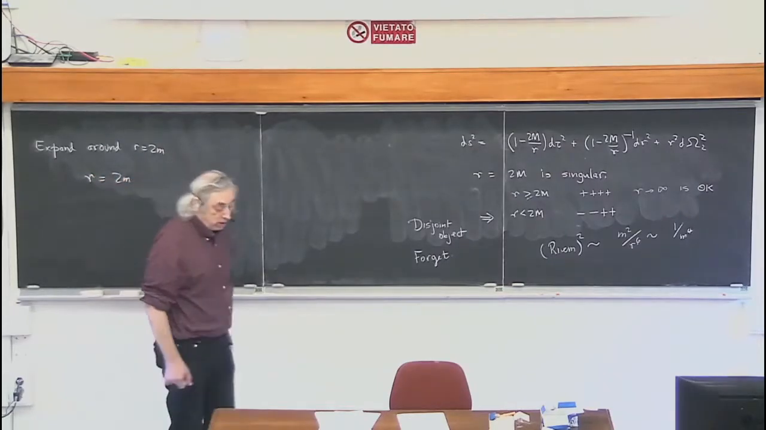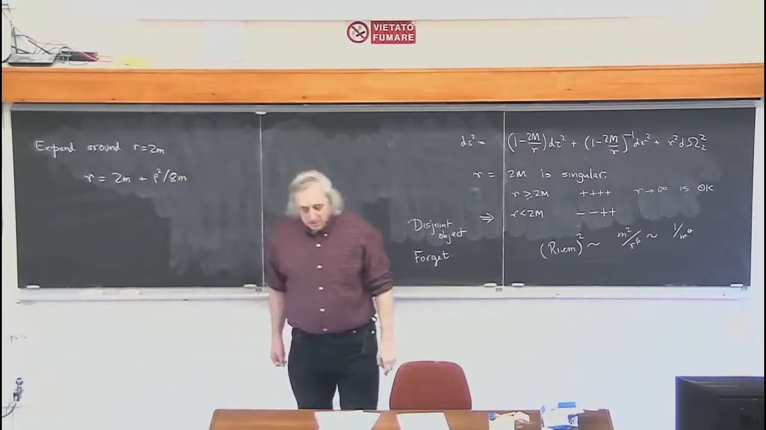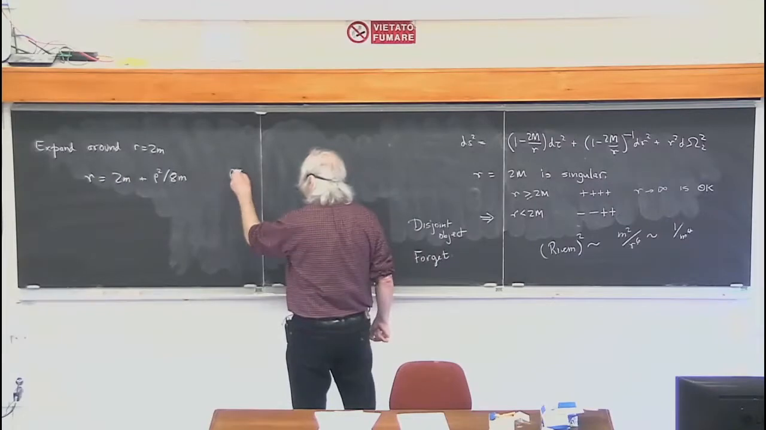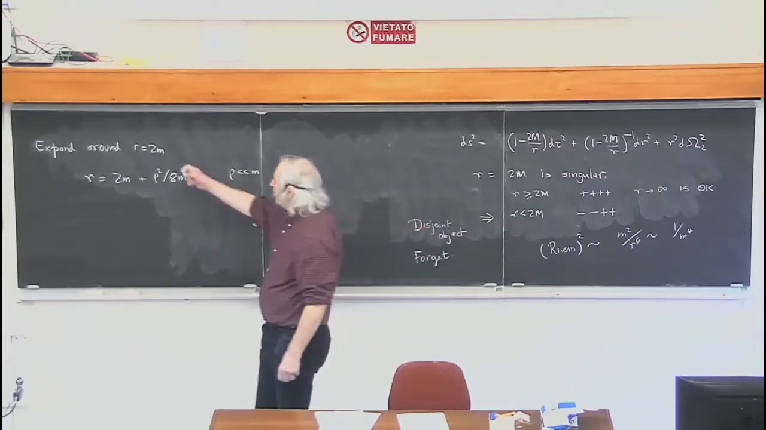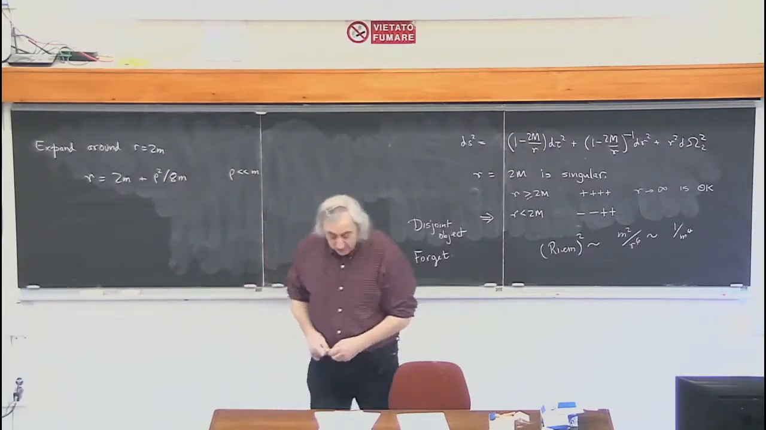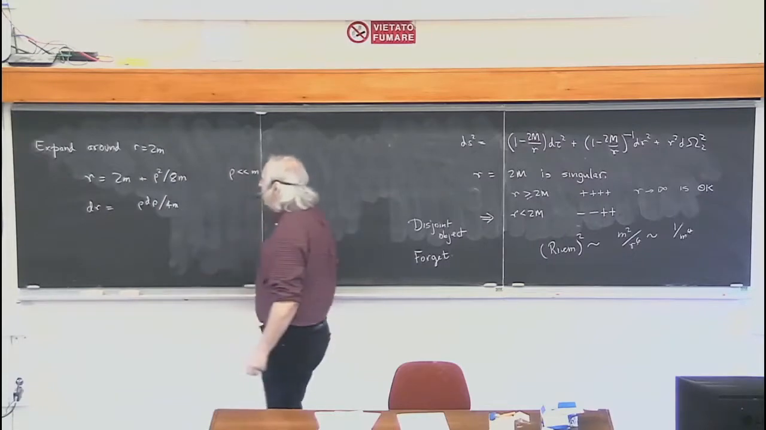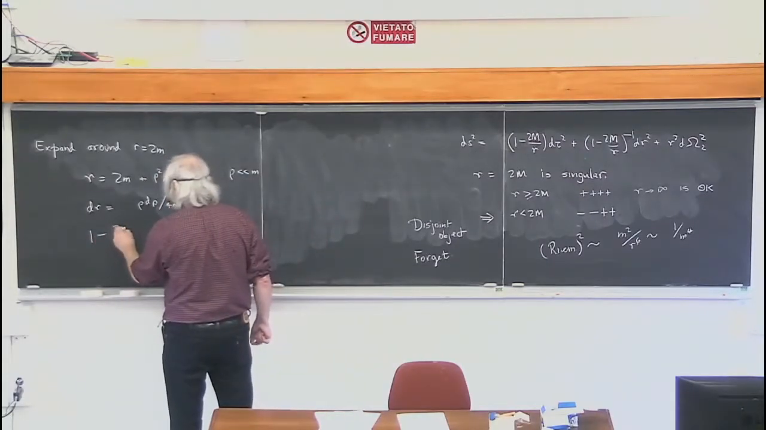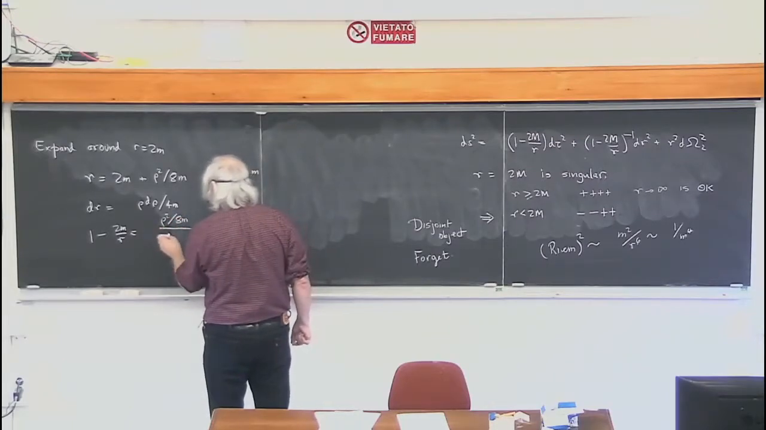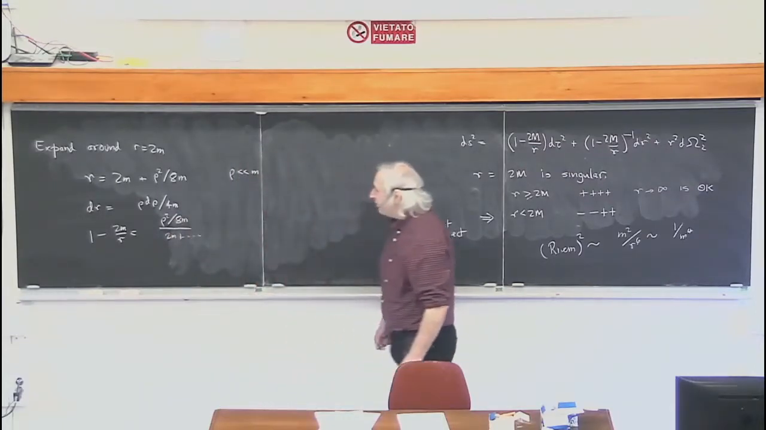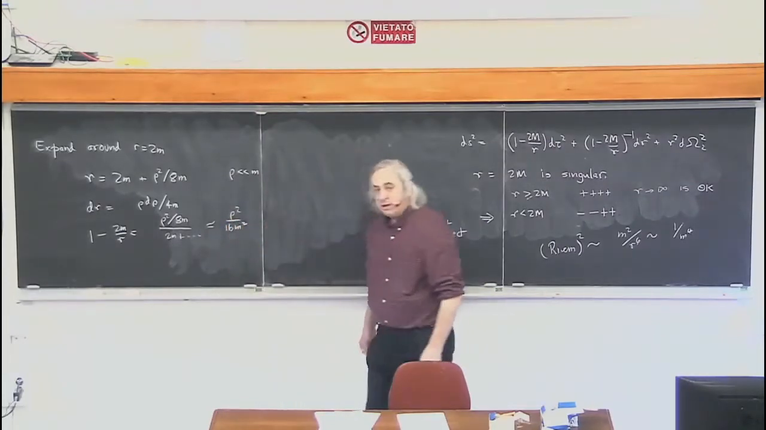So I'm going to make a coordinate transformation. r is equal to 2m plus rho squared over 8m. And we're going to treat rho as a small thing, and ask ourselves what the geometry is going to be near rho equals 0, because the coordinate singularity at r equals 2m has been mapped into rho equals 0. It's kind of easy. dr is equal to rho d rho over 4m. 1 minus 2m over r is equal to rho squared over 8m divided by r, which is roughly speaking 2m plus other stuff, so we can forget about that. So this is roughly speaking rho squared over 16m squared. And let's substitute that into our metric.